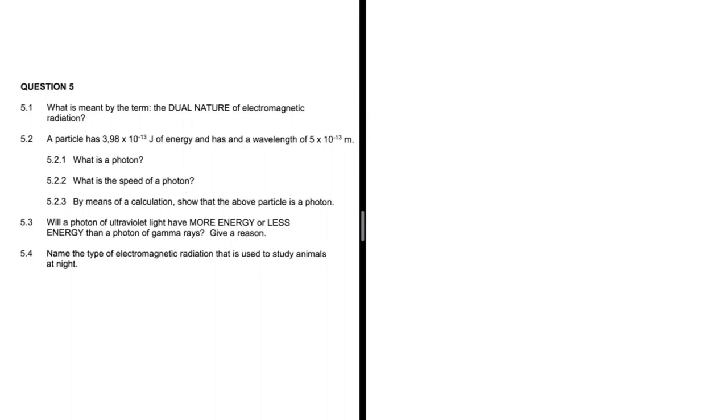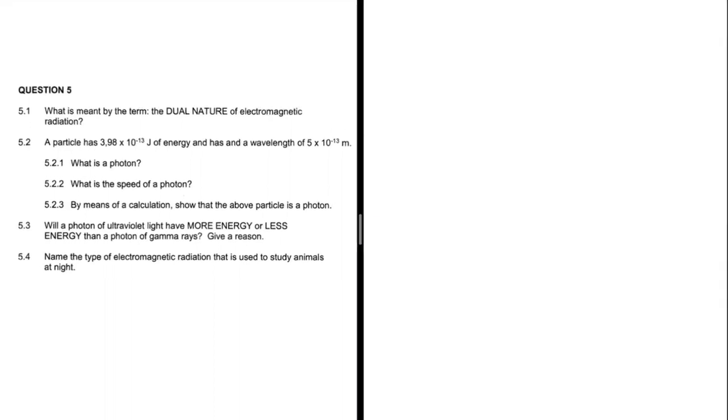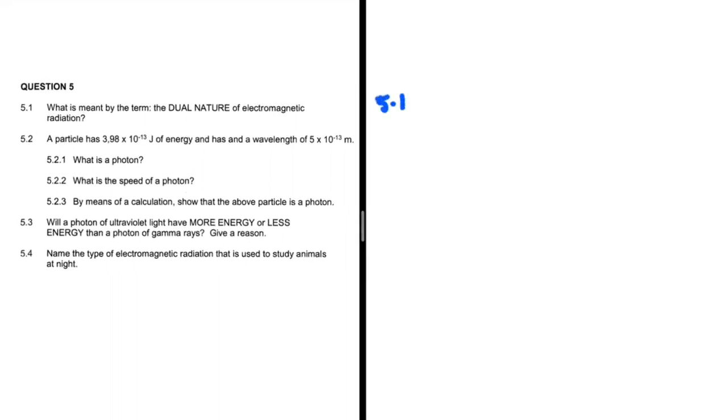To go deeper on that, the diffraction and interference of electromagnetic radiation shows that it behaves as a wave, and the photoelectric effect shows that it behaves as a particle. But the dual nature of electromagnetic radiation simply means that it behaves as both a wave and a particle. So that is 5.1. Let's go ahead and take a look at 5.2.